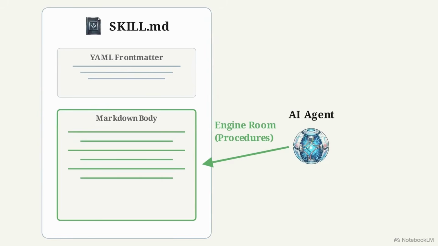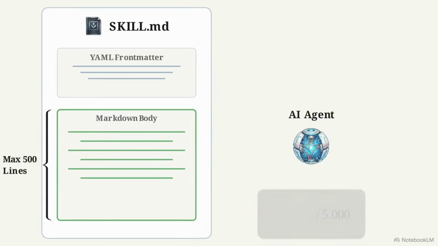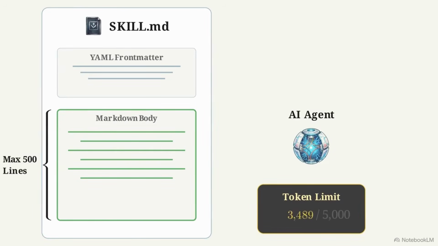Once the skill is activated, the agent moves to the Markdown body below the YAML. This is the engine room, where you provide the actual step-by-step procedures and examples for the task. To keep the agent's performance high, this section should stay under 500 lines and remain within a 5,000 token limit.